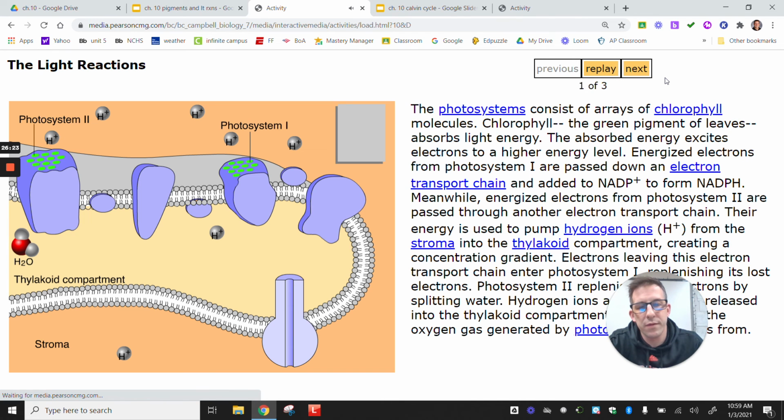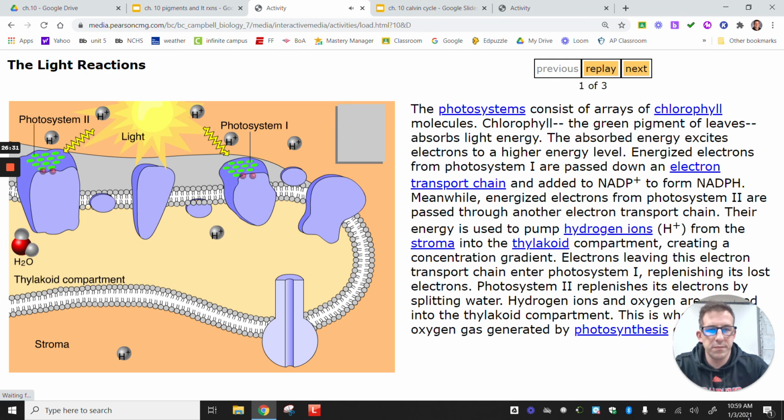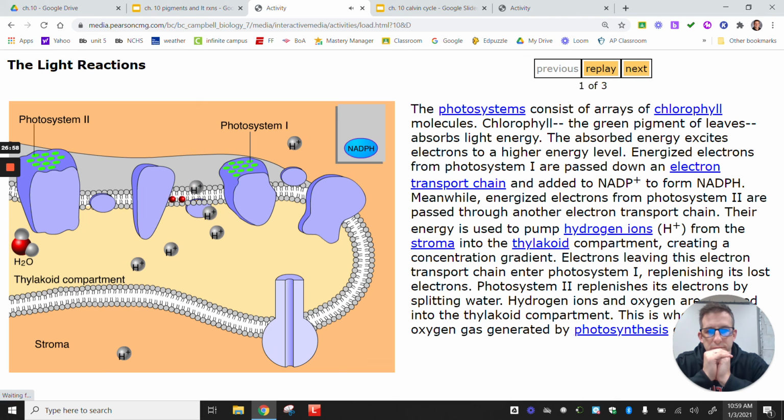The photosystems consist of arrays of chlorophyll molecules. Chlorophyll, the green pigment of leaves, absorbs light energy. The absorbed energy excites electrons to a higher energy level. Energized electrons from photosystem 1 are passed down an electron transport chain and added to NADP+ to form NADPH. Meanwhile, energized electrons from photosystem 2 are passed through another electron transport chain. Their energy is used to pump hydrogen ions from the stroma into the thylakoid compartment, creating a concentration gradient.